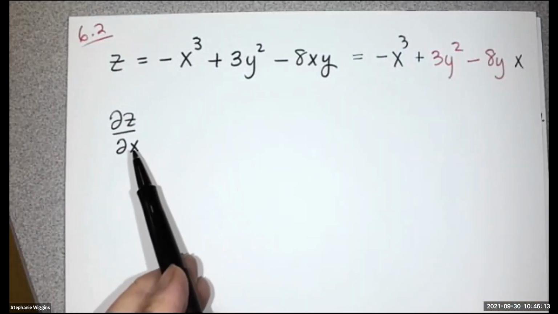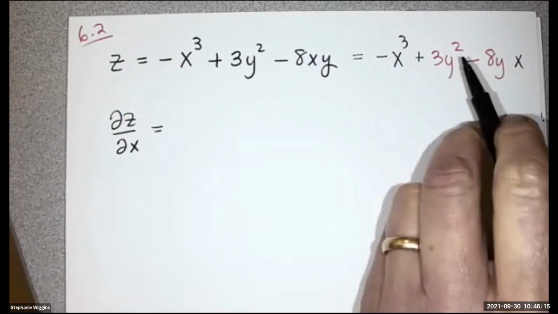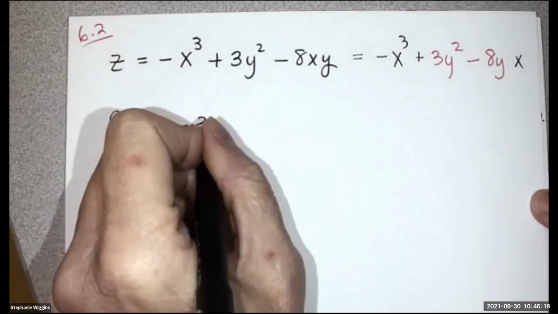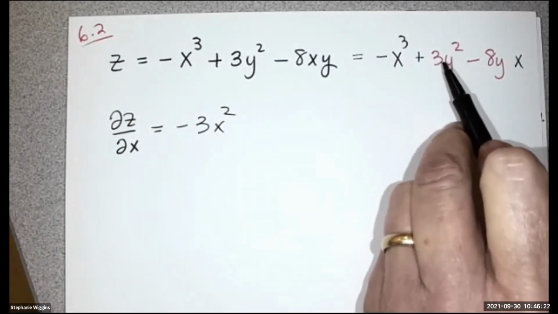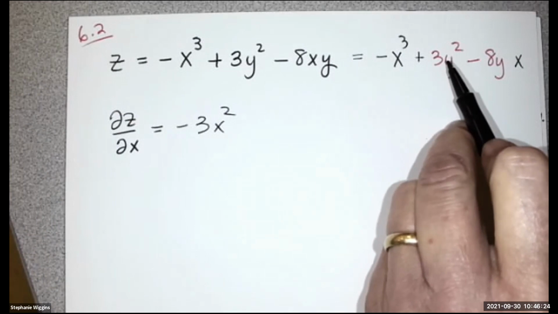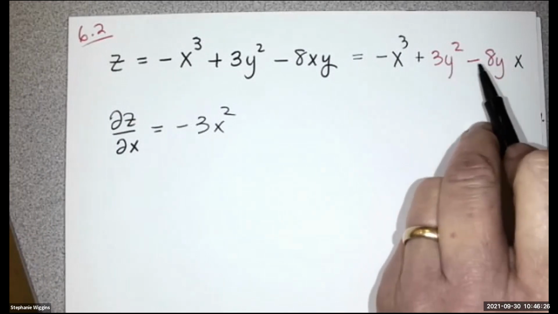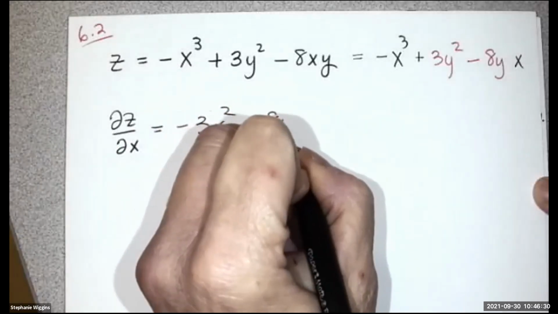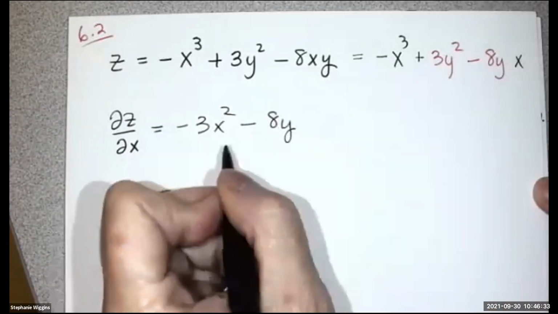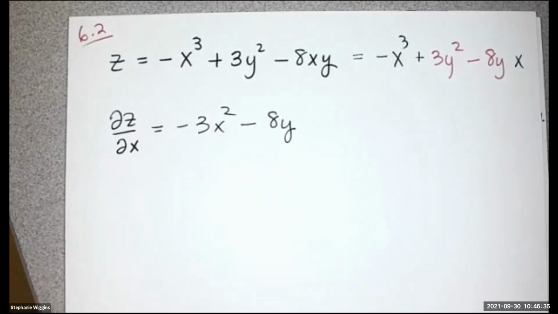Now we're differentiating with respect to x. So this is going to look like negative 3x squared. This is constant because it's in red, so the derivative of that is 0. Here, we just have a constant times x, so the derivative of that is the constant, minus 8y. And there you have it.